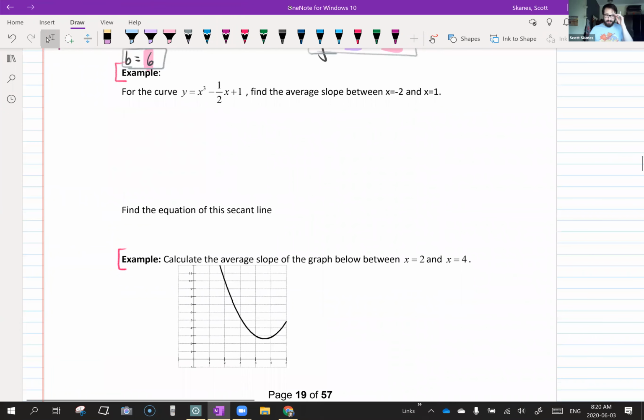Actually, yeah, I don't know. I don't feel like I need to do a whole example. Let me just do part of this example. So it says for this curve, find the average slope. That means the secant line between x equals 2 and x equals 1.